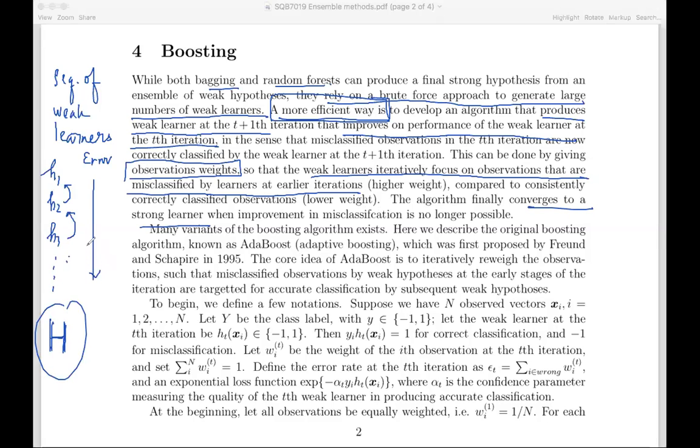So instead of having a bunch of weak learners where you then take a majority vote, you start with a weak learner, and then you let the weak learner grow and learn from the data, so that it becomes more and more powerful.